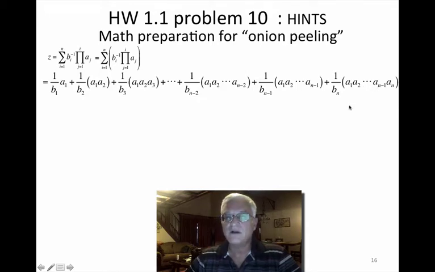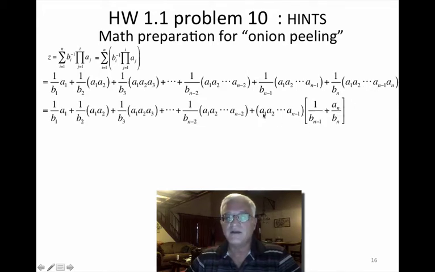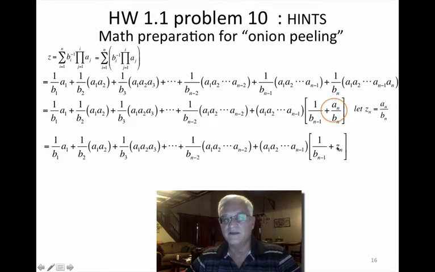So let's just factor out what we can. We can take out a1 through an minus 1 out of each of these two terms, and we just get 1 over bn minus 1 plus an over bn. So we've simplified this considerably. Now, if we take a close look at an over bn, and I give it a name, I am going to start the process of building a generalized recursive formula. The only difference between line 2 and line 3 is I've just done a name change.